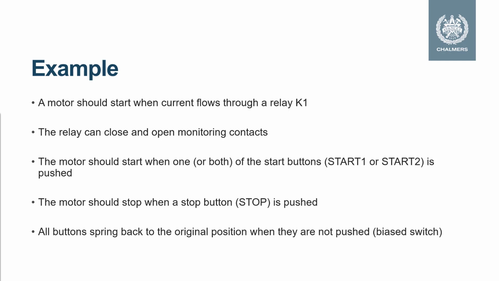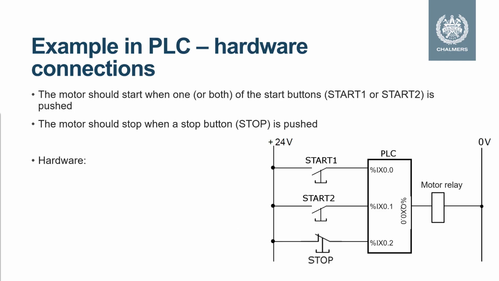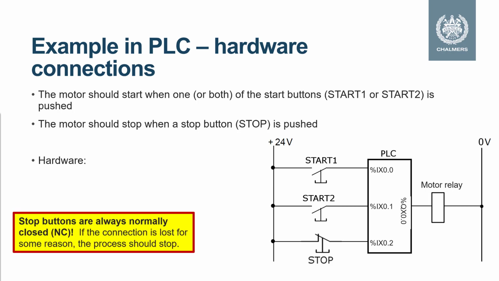When we have used this example before, we have used latches in both ladder and in relay logic. When we connect the buttons to the PLC, they need to be connected to inputs, and we connect the motor relay to an output. Now I have chosen the correct configuration where the stop button is normally closed. Stop buttons should always be normally closed. We just have to keep that in mind when we make the program.